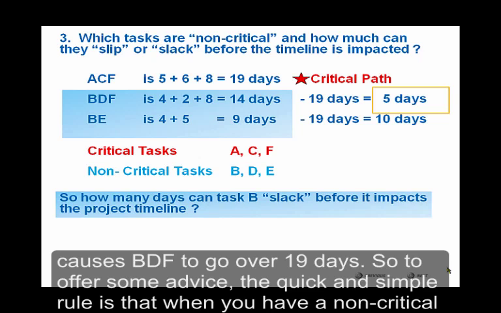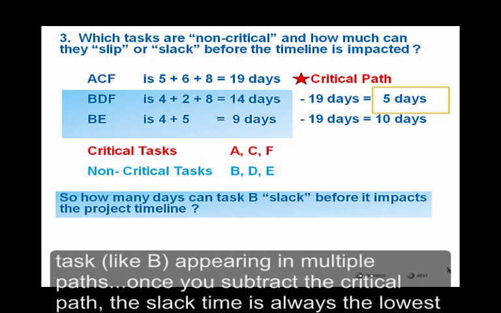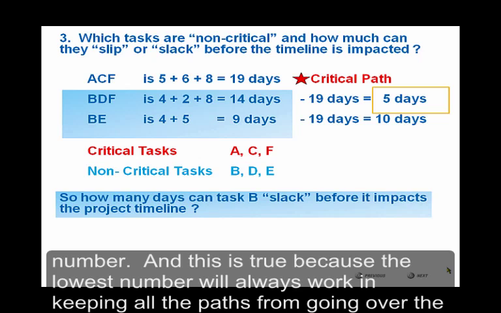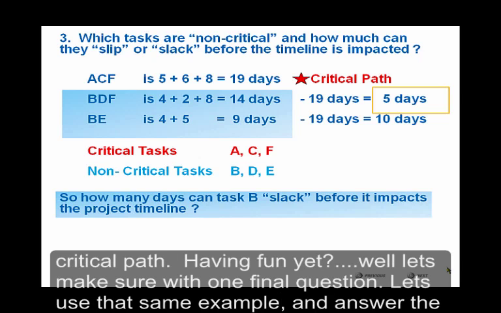So to offer some advice, the quick and simple rule is that when you have a non-critical task like B appearing in multiple paths, once you subtract the critical path, the slack time is always the lowest number. And this is true because the lowest number will always work in keeping all the paths from going over the critical path. Having fun yet?